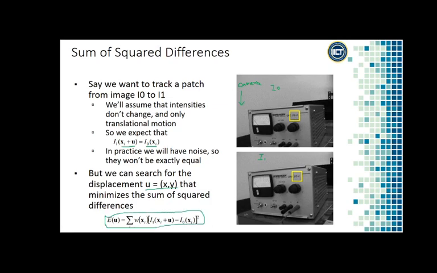Now, why do we say sum of squared differences? Because we calculate the differences of the displaced intensity values from image I0 to image I1, and we square them. And we sum all the squared residuals. So it's a sum of the squared differences.